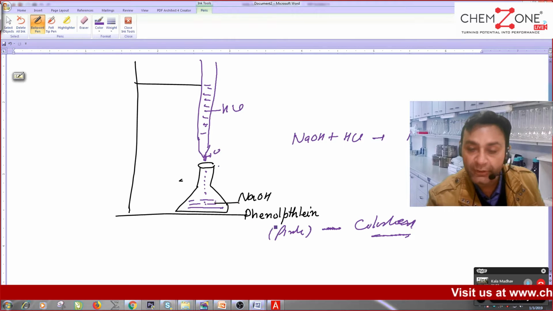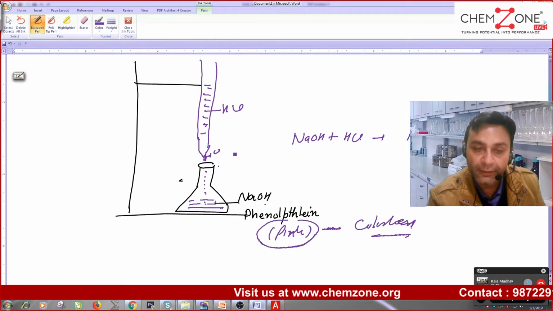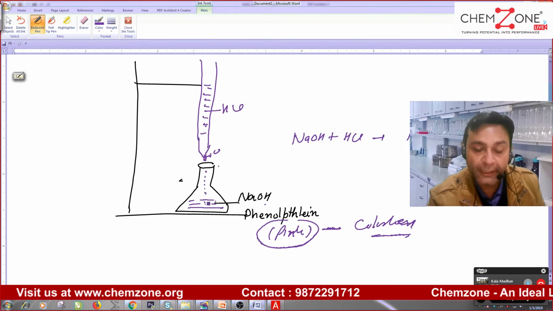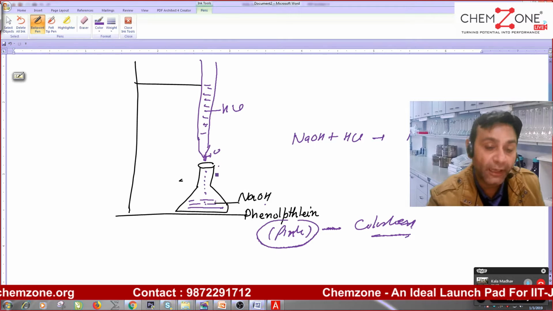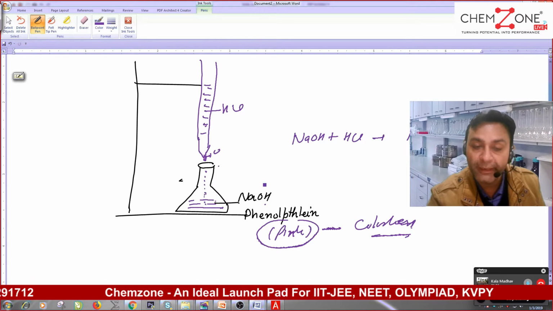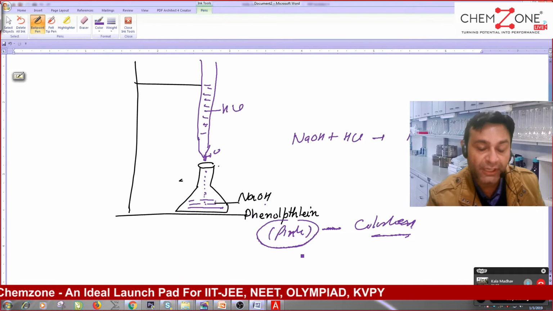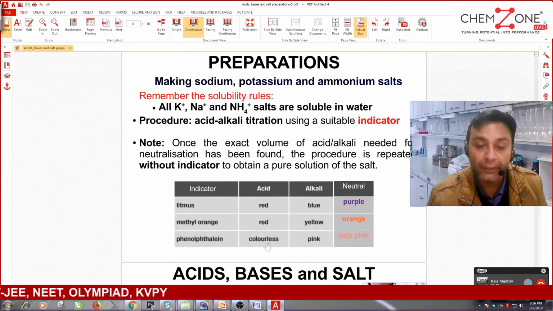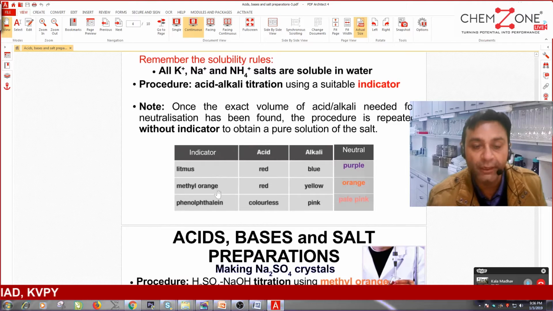This indicator, phenolphthalein, is pink in the basic medium and colorless in the acidic medium. So when you're adding drop by drop, it is getting neutralized. When it is completely neutralized and I add the last drop, what will happen? The extra drop will make the solution acidic, and the color will change from pink to colorless. This is called a titration. So we can use different types of indicators like litmus, methyl orange, phenolphthalein. In the acid they have a different color, and in the base they have a different color.